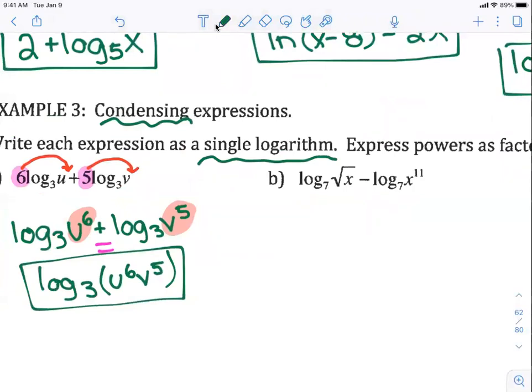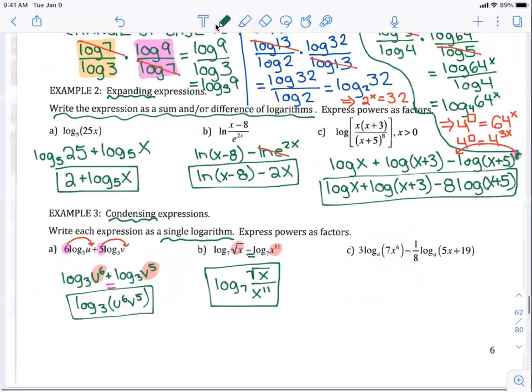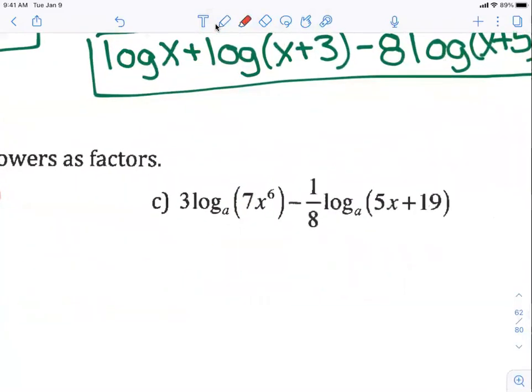Same thing with part B. I don't have any numbers in the front, so I can just go ahead and, since it's subtracting this time, I can divide these. And we can keep it like that. That is fine. Done. All right, part C has a lot more going on, so take it piece by piece. Start with swinging those exponents.